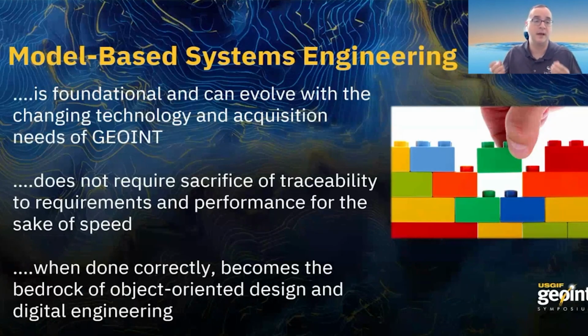So if I were to summarize this, when I look at model-based systems engineering, it is foundational. I don't see how an agency like NGA or an important critical mission to the IC like GEOINT can be sustained in today's rapidly changing agile environment without smart application of model-based systems engineering. It does not require the government to surrender its requirements, ownership, or capability descriptions to industry. They will own the entire capability need.